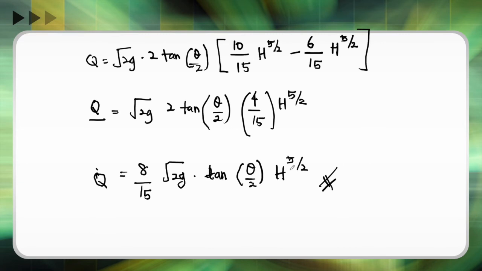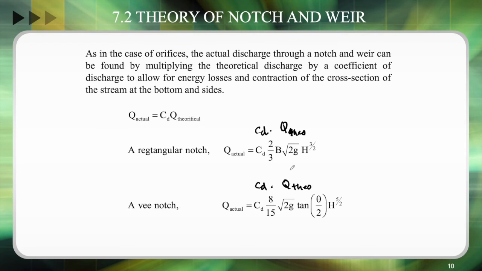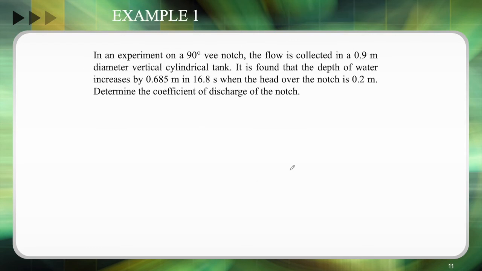Or maybe they will give you the location of the notch from the bottom of the free stream of the open channel, and then give you the depth of the water. Then you have to calculate the head over the notch by subtracting the location of the notch from the bottom of the channel from the depth of water. That will be explained after this.